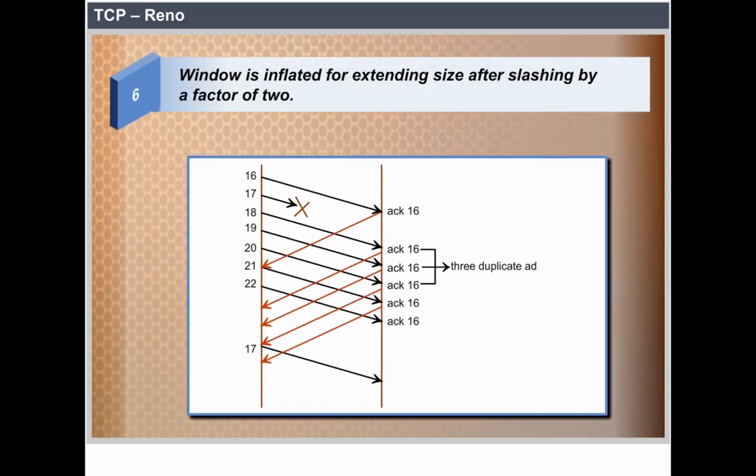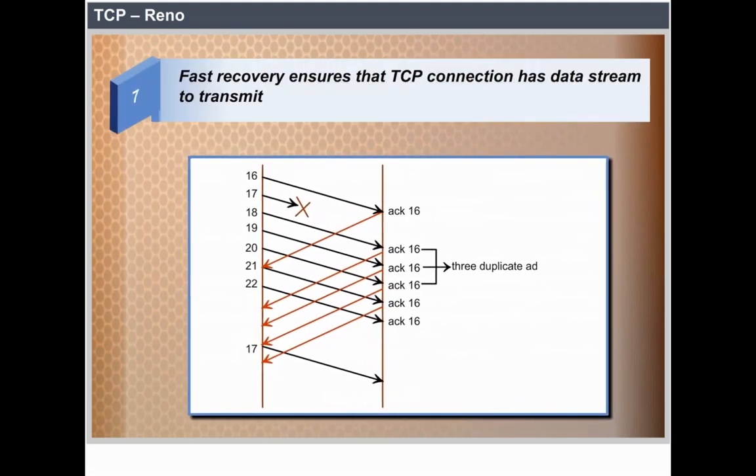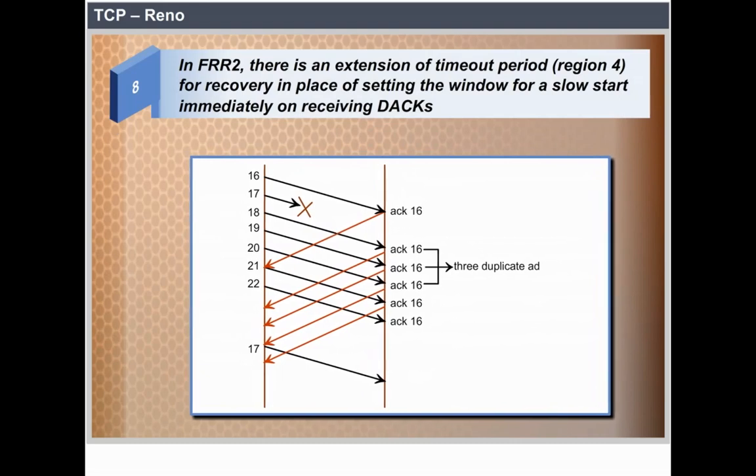Window is inflated for extending size after slashing by a factor of 2. Fast recovery ensures that the TCP connection has a data stream to transmit. In FRR2, there is an extension of the timeout period, region 4, for recovery in place of setting the window for a slow start immediately on receiving DACKs.